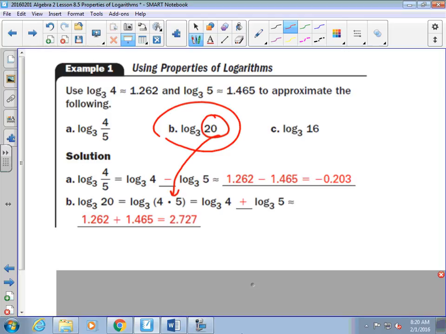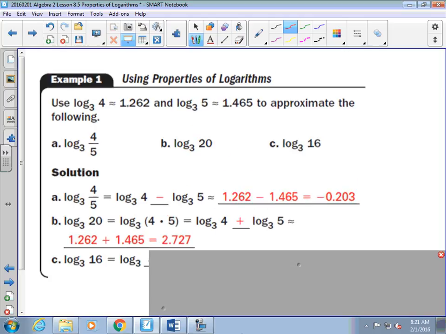As we look at C, it says log base 3 of 16. Can we multiply 4 times 5 and get 16? No. We know 4 times 5 is 20. What can we do to the number 4 to get to the number 16? We can square it, because we don't want to multiply it times itself in this case. So we want to show what happens when you square it. Log base 3, so now the number 16 becomes 4 to the second power.